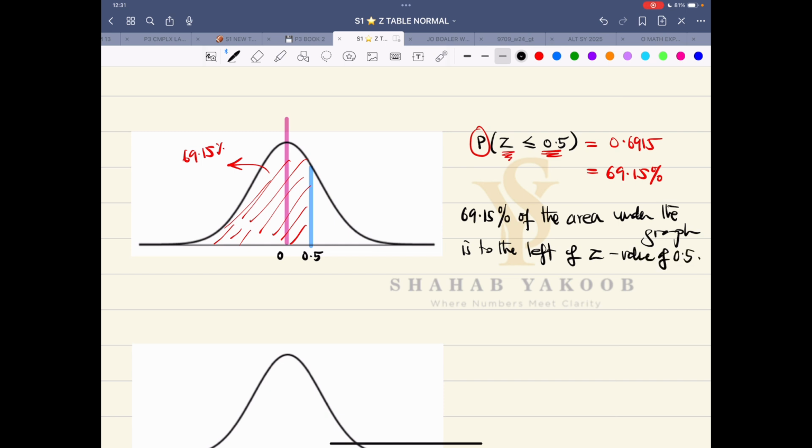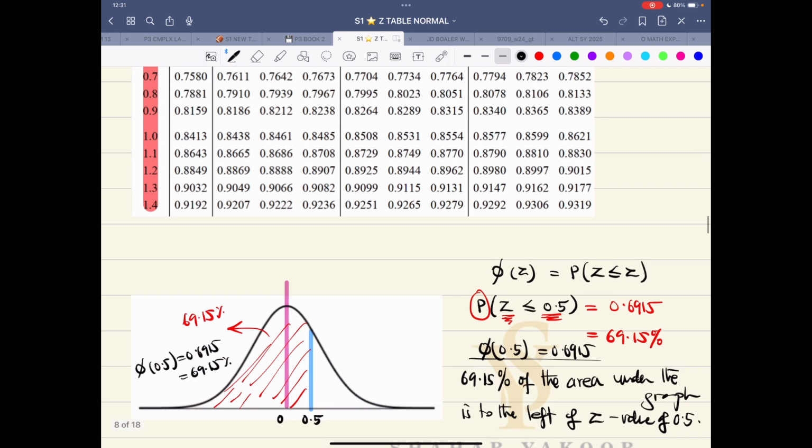Makes sense? And I can also write this thing as phi of Z. That is the same thing as probability Z less than or equal to z. I can even write this thing as phi of 0.5 is how much? 0.6915. So there are two ways of stating the truth. This is phi of 0.5 is 0.6915 or 69.15%. They both mean the same thing.